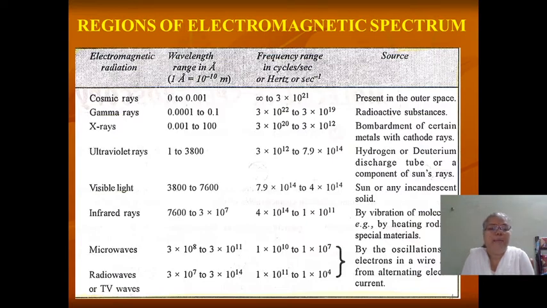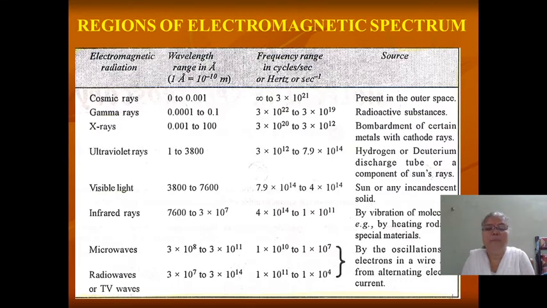Then IR, that is infrared rays. Their wavelength is 7600 to 3 × 10^7, and frequency is 4 × 10^14 to 1 × 10^11. And the source of IR, we get IR by vibration of molecules, for example by heating rods of special materials.